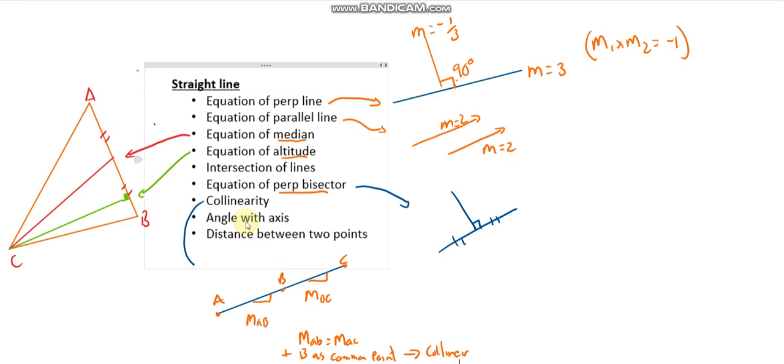And the last two, distance between 2 points is actually a National 5 skill. I'm just going to do this over here. If you've got 2 points, let's call this point (2, 3) and this point (7, 8). To work out the distance between those 2 points, you have to work out the horizontal and the vertical distance, and then use Pythagoras to work out the actual distance.